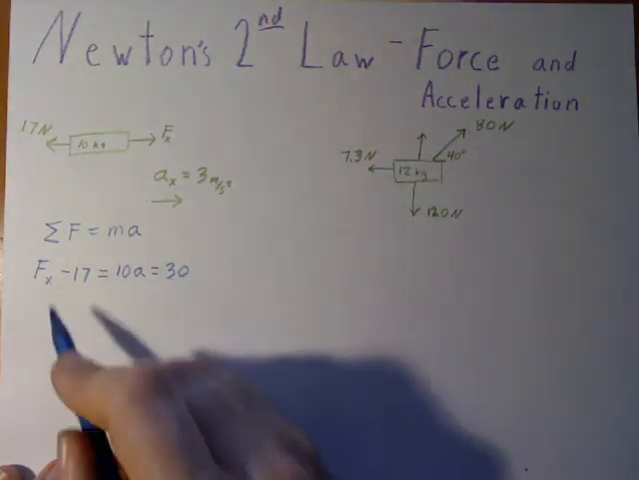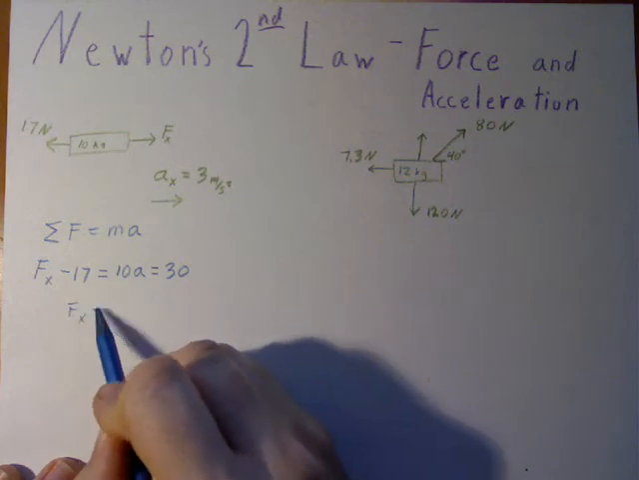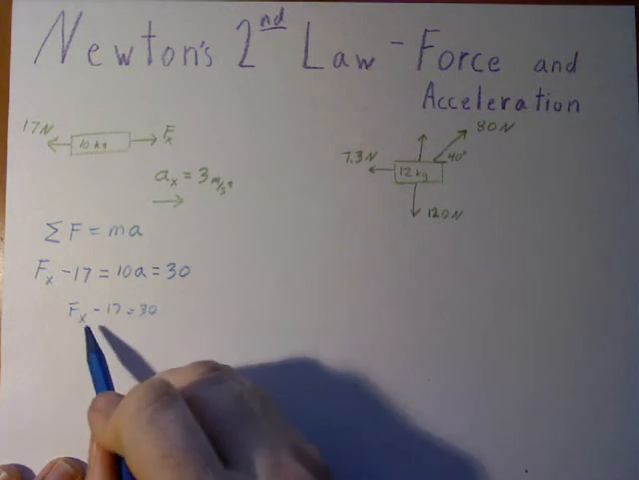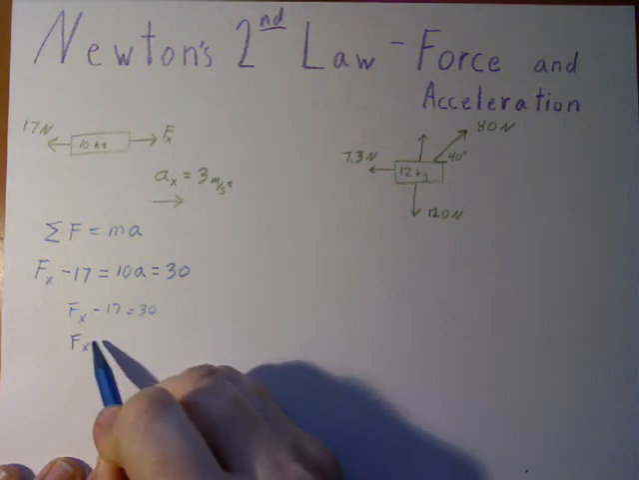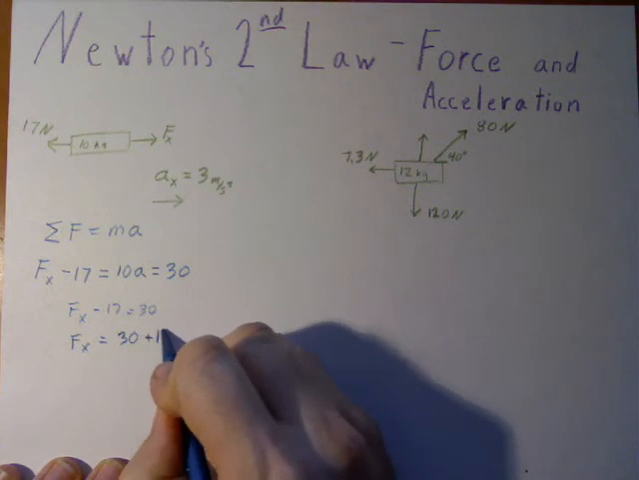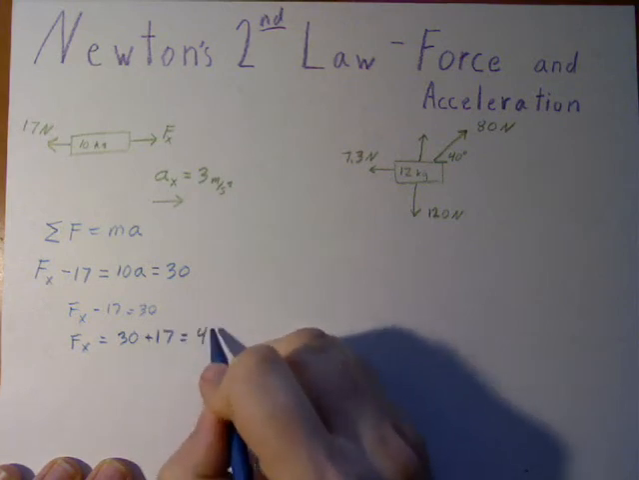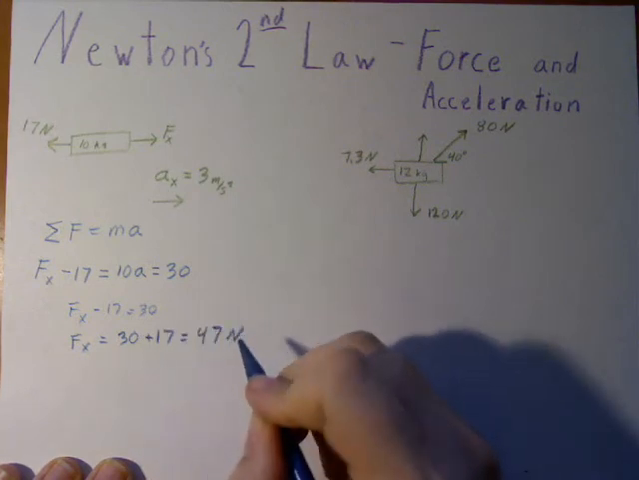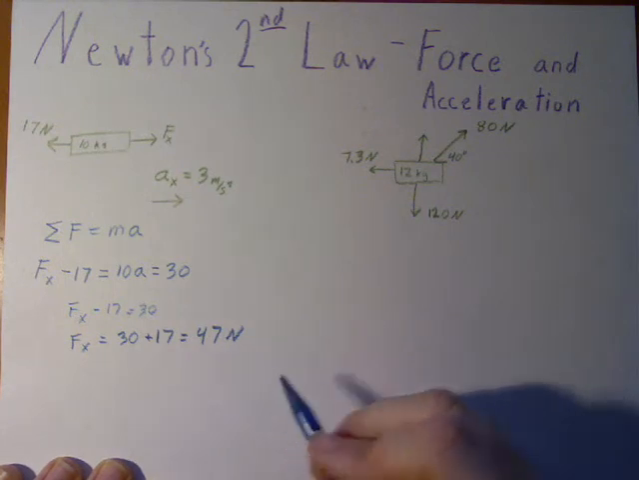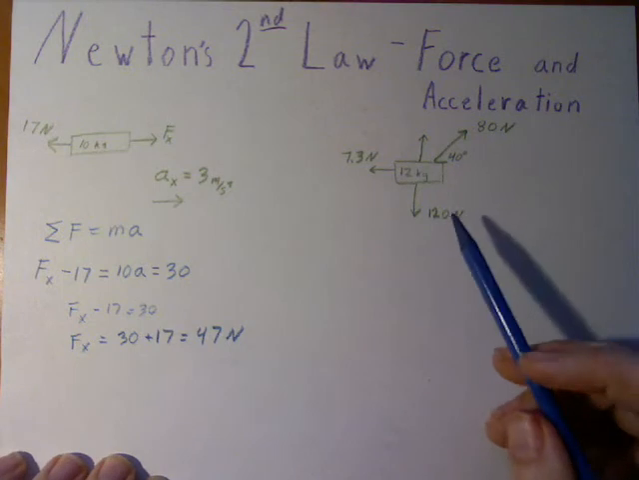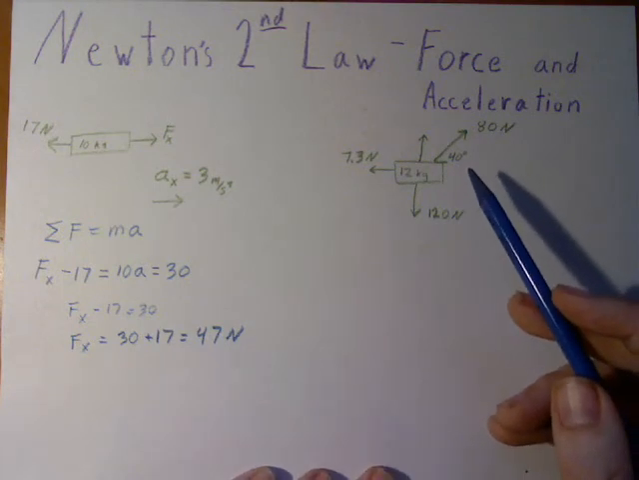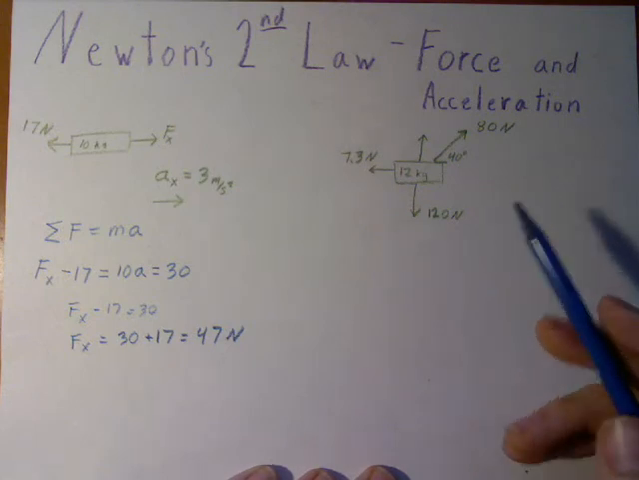If we simplify this problem, we simply have Fx minus 17 equals 30, or Fx equals 30 plus 17 equals 47 newtons of force. Likewise, the second problem, although it looks considerably more complicated, is actually equally as simple.